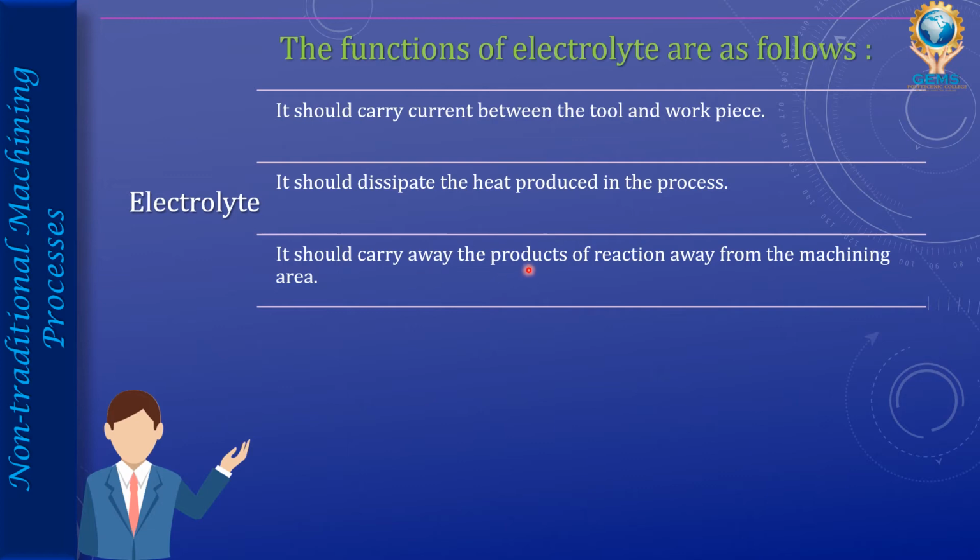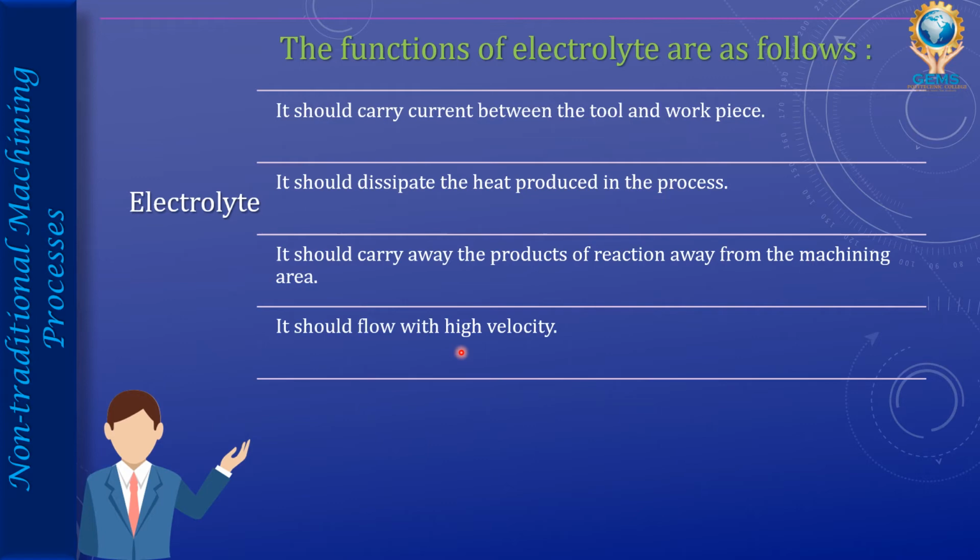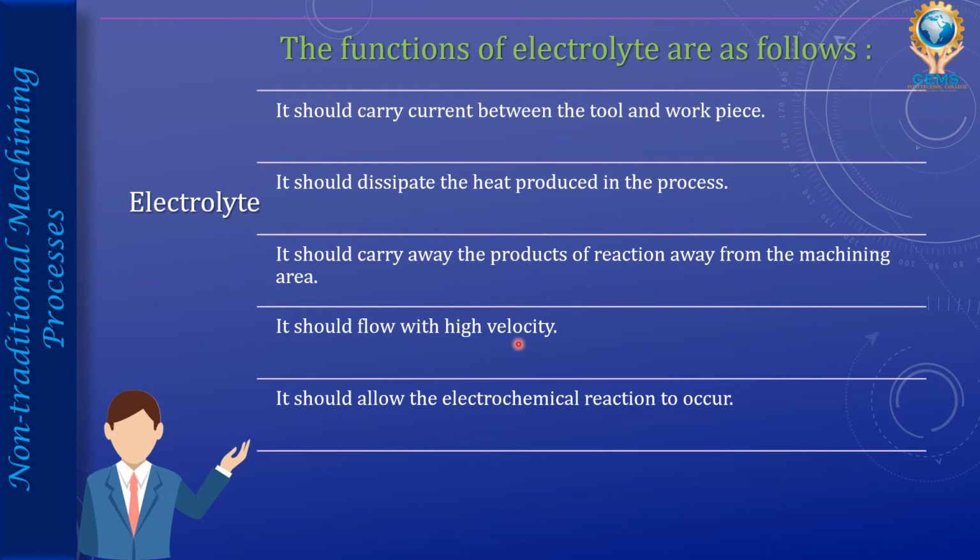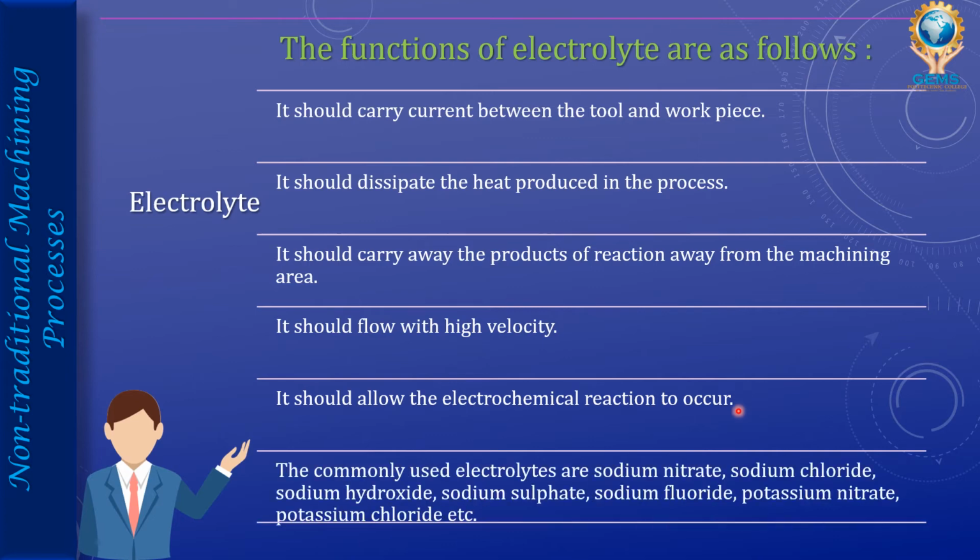It should carry away the products of reaction, meaning the small machining particles, the micro particles removed from the workpiece, away from the machining area. It should flow with high velocity, and it should allow the electrochemical reaction to occur between the tool and the workpiece, so that the material removal process happens in the workpiece.